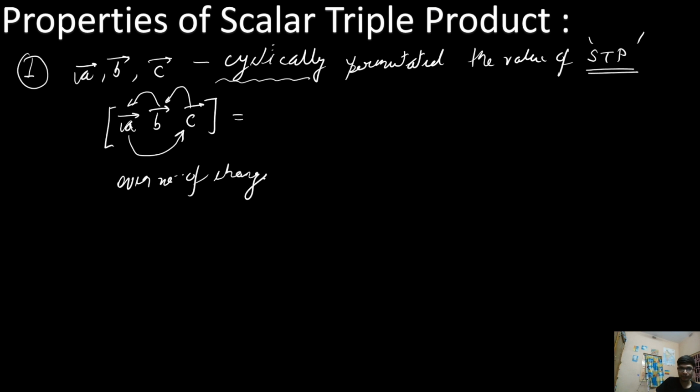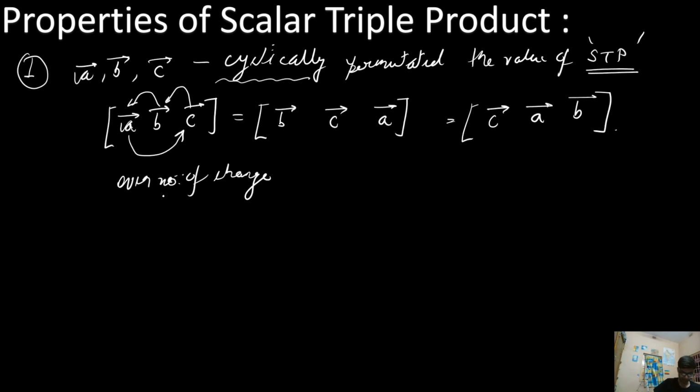Now by this you must have sensed why an even number of changes gives the same result. It has something to do with the determinant, because in a determinant when we do an even number of changes with any row or any column, we get the same value of the determinant. But if we do an odd number of changes, we get a result which differs only by a negative sign. So this particular result can also be written as the scalar triple product of C, A and B. This is the very first property.